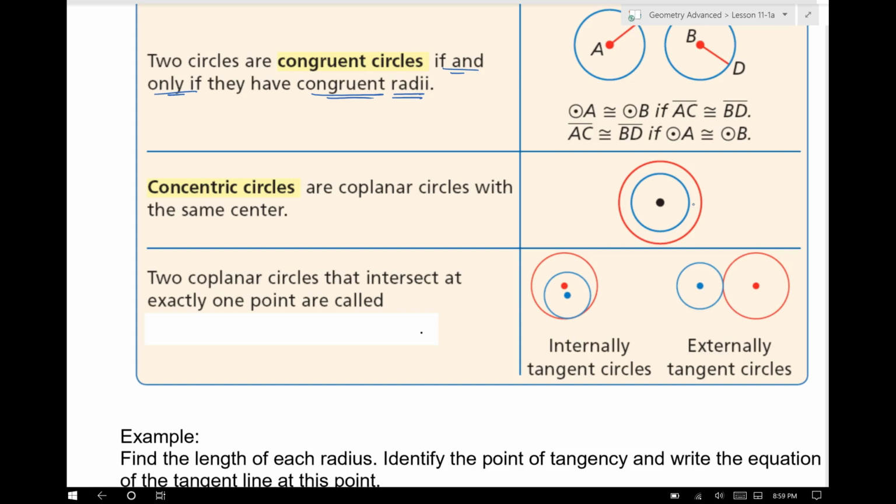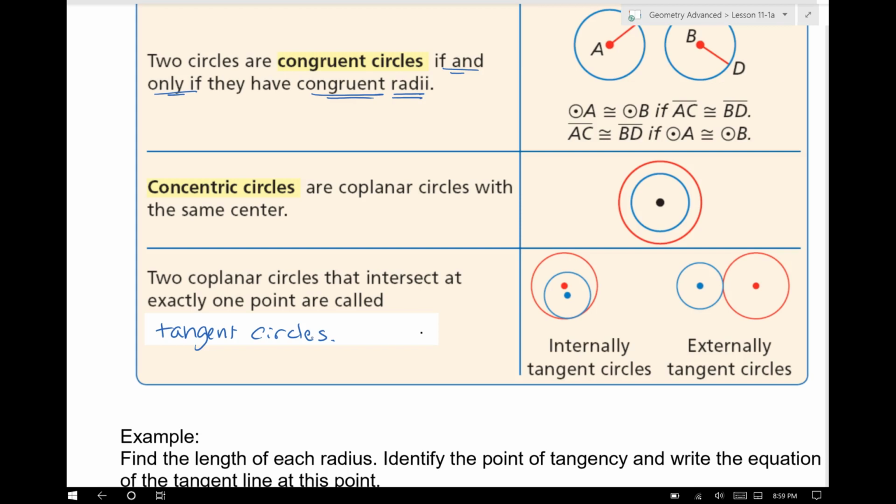So let's write this down. We have our tangent circles. Now, I hope you guys are kind of catching on to the phrase. Tangency means you intersect at how many points? 1 point, okay? So when two circles intersect at exactly 1 point, we have tangent circles.